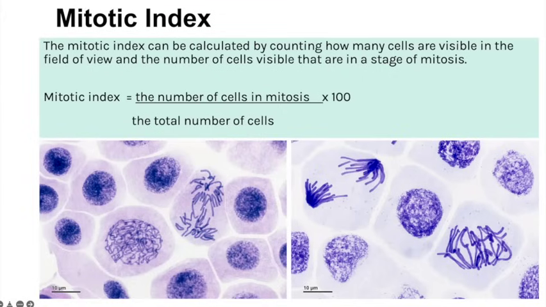which the mitotic index can be calculated by counting first of all how many cells are visible in the field of view, and then counting the number of cells that are also visible but in a stage of mitosis. You can then do a percentage calculation. So you'd be doing the number of cells that you can see in a stage of mitosis divided by the total number of cells present and times it by 100.